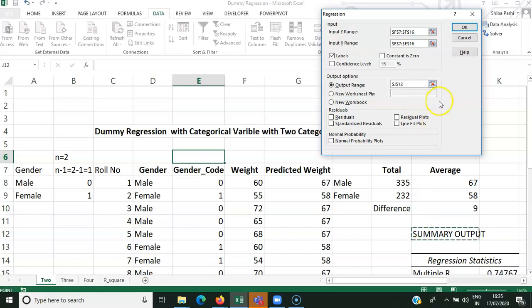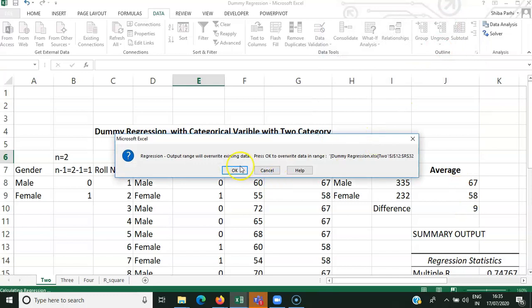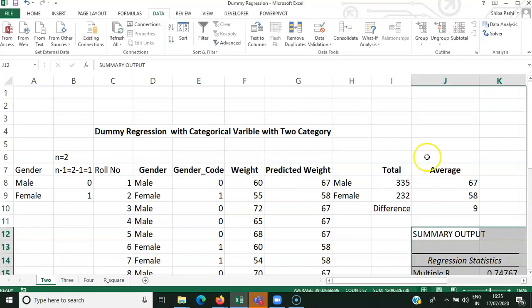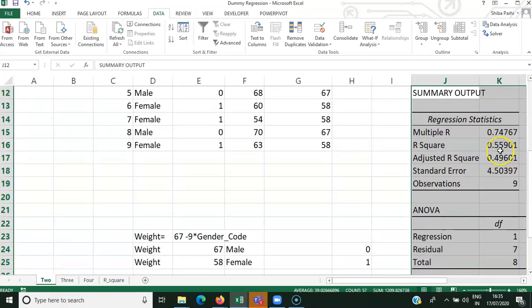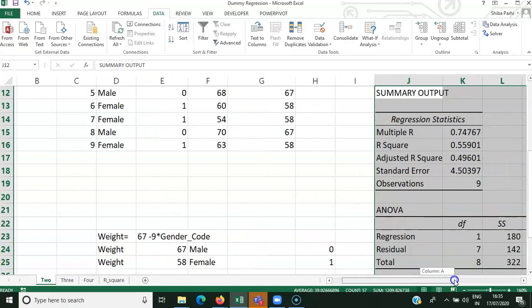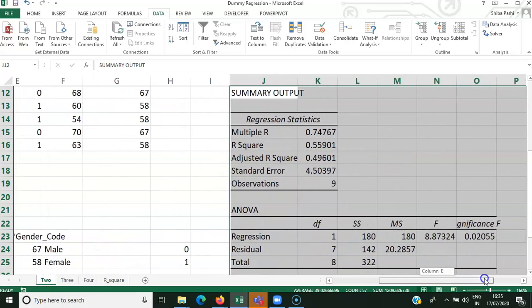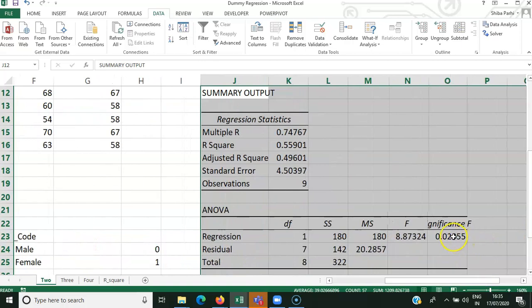So accordingly you can put OK, then you will see the output. Can you see the output? And can you see the R square is so high? R square is here 0.55, meaning my categorical variable is predicting the weight. And can you see the significance of the model is also valid.